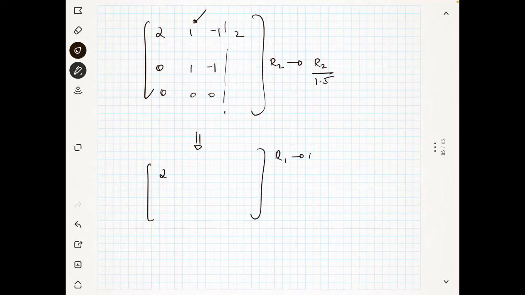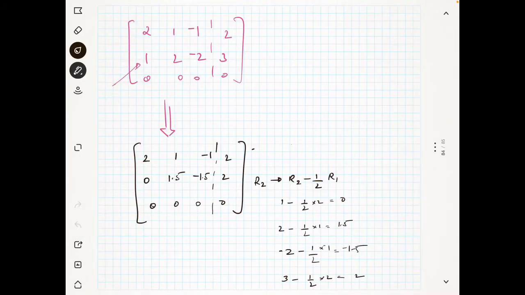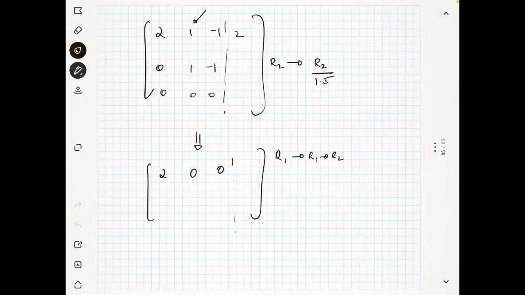R1 is R1 minus R2. So this becomes 2, and 1 minus 1 becomes 0, and minus 1 minus minus 1 becomes again 0, and this is, okay, I forgot to write it. So 2 divided by 1.5, actually this becomes 2 by 1.5. So 2 by 1.5 is 2 into 2 by 3, this becomes 4 by 3.